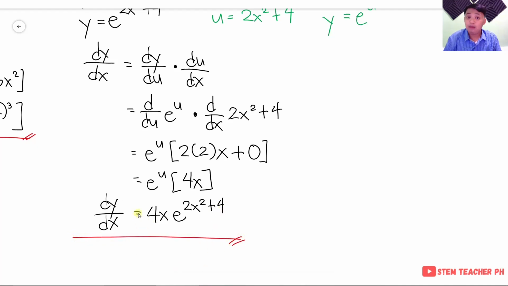So with this, we were able to solve problems involving exponential functions na merong e or Euler's number. As I have said earlier, yung chain rule lang yung medyo nagpapahirap sa kanya, pero kaya naman siyang gawin. With this, I hope that you have learned something on this lecture video. See you on the next one.